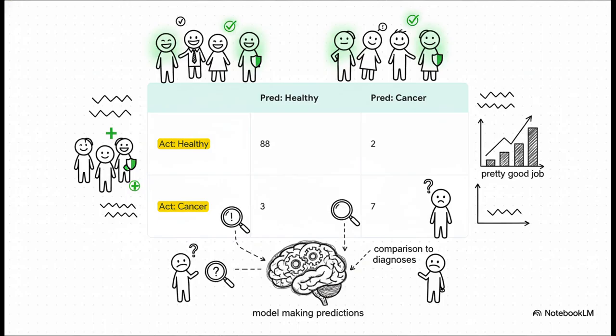We have what the model predicted, and we have what the actual diagnosis was. Just take a look at the numbers. At first glance, it looks like it did a pretty solid job, right? It correctly identified 88 healthy people and 7 people who were sick.